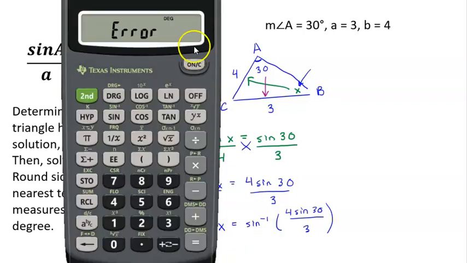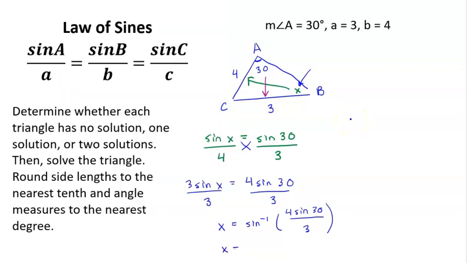So now we're going to put this into our calculator. So I've got 4 times 30 sine equals divided by 3, and then I'm going to take second sine, which makes it the inverse, and I get 41.8. I'm just going to round that up to 42 degrees. And so for this one, X could be 42 degrees.